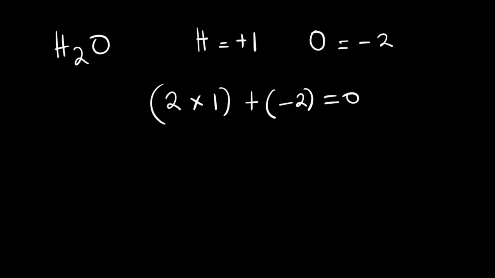Then I solve this equation. 2 multiplied by 1 is 2, minus 2 is equal to 0, so 0 equals 0. We're able to see that it balances. In this case this is a neutral compound. It doesn't have any charge, so you expect its oxidation number sum to be 0. Let's solve another one.